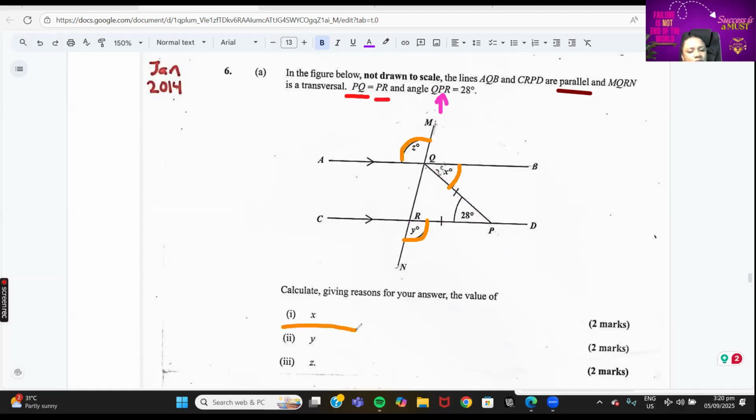Well, they said x first, so that means x will be the easiest one to find. I know it's looking real tricky, but that's how CSEC likes to bring their questions. So before I show you anything, did anyone figure out this angle x as yet? Or are you all trying to figure it out?